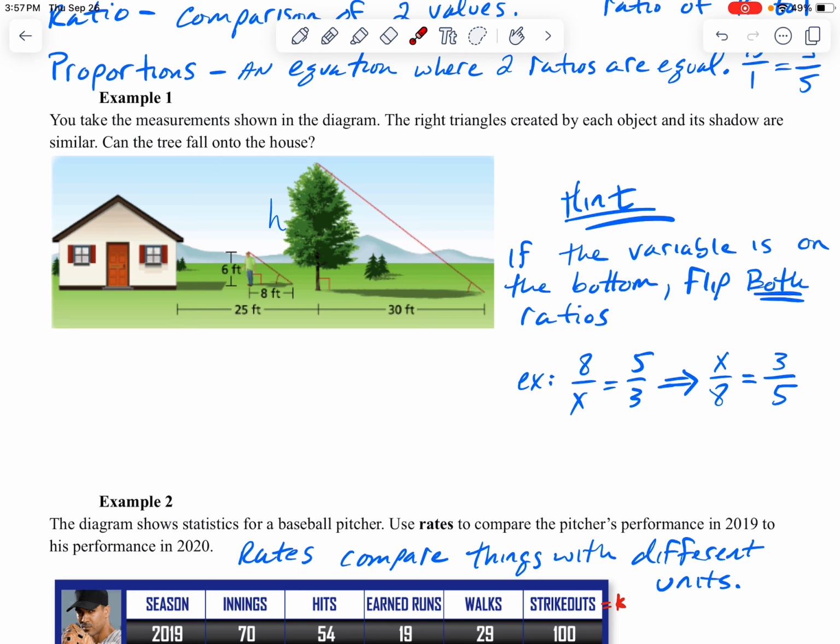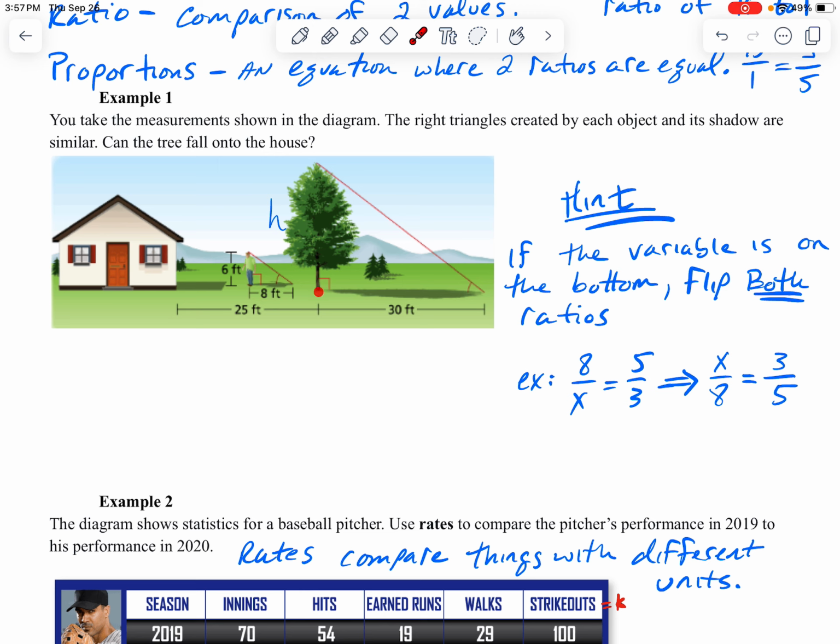Sometimes we're going to have to set up our own proportions, like we're going to do here in example 1. It says the right triangles created by each object and its shadow are similar. And the question is, can the tree fall onto the house?